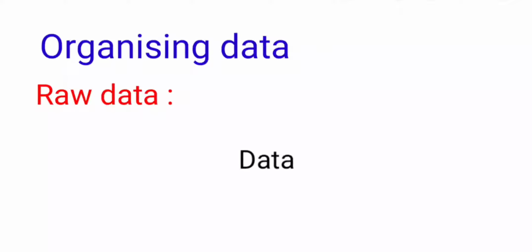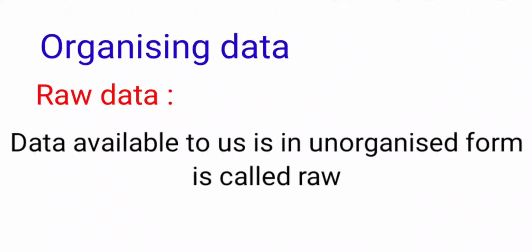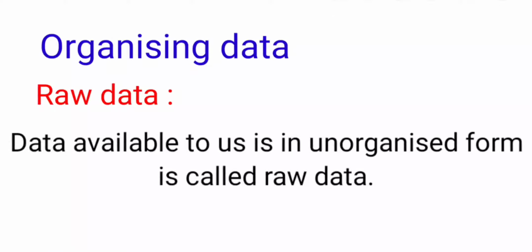Next is organizing data. First is raw data. What is raw data? Data available to us in unorganized form is called raw data.